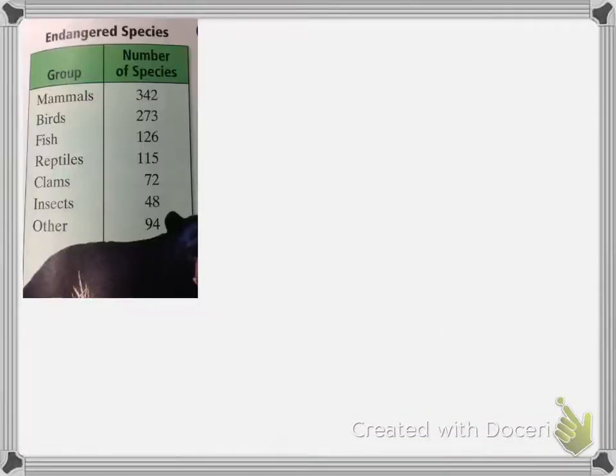Here we want to create a circle graph for the given information, endangered species. So the first thing we have to do is figure out what the whole is. To figure out the whole, you have to add up all the species. So I'm going to add up all these numbers right here. When I do that, I get 1,070 is what I get when I add all those up.